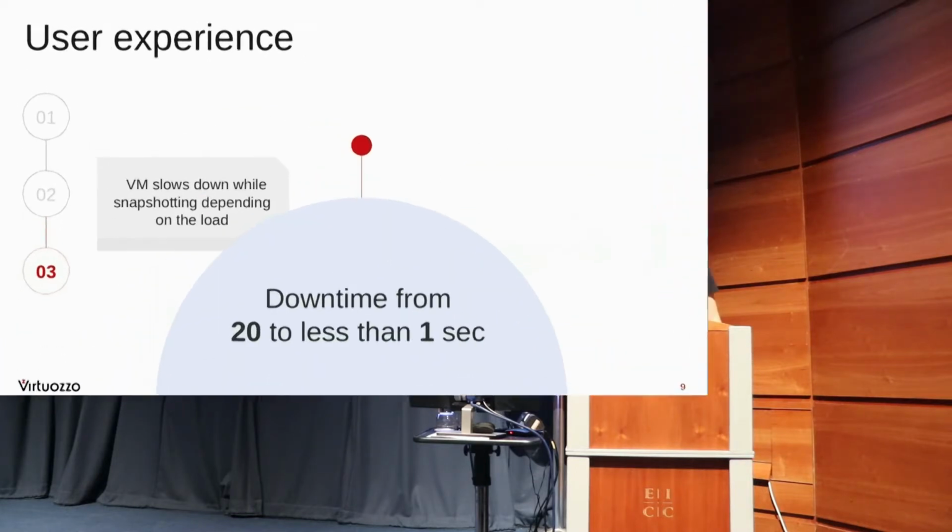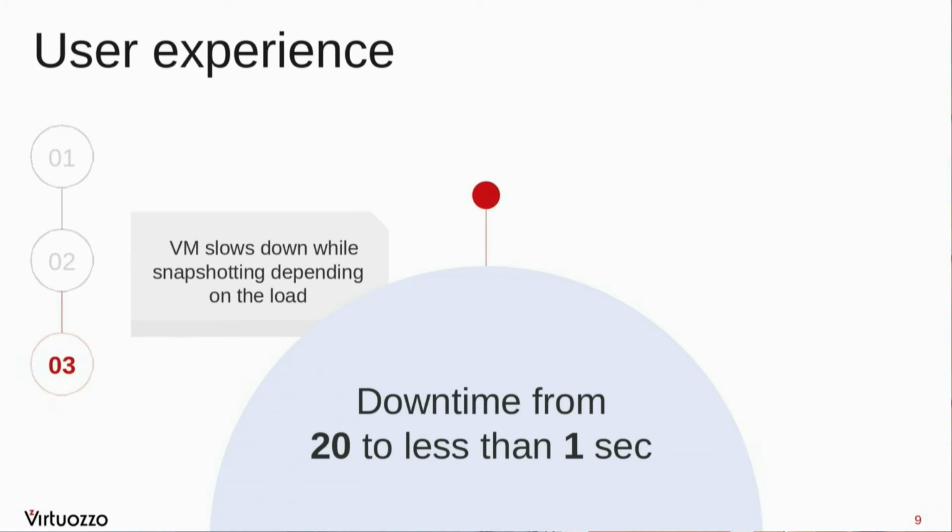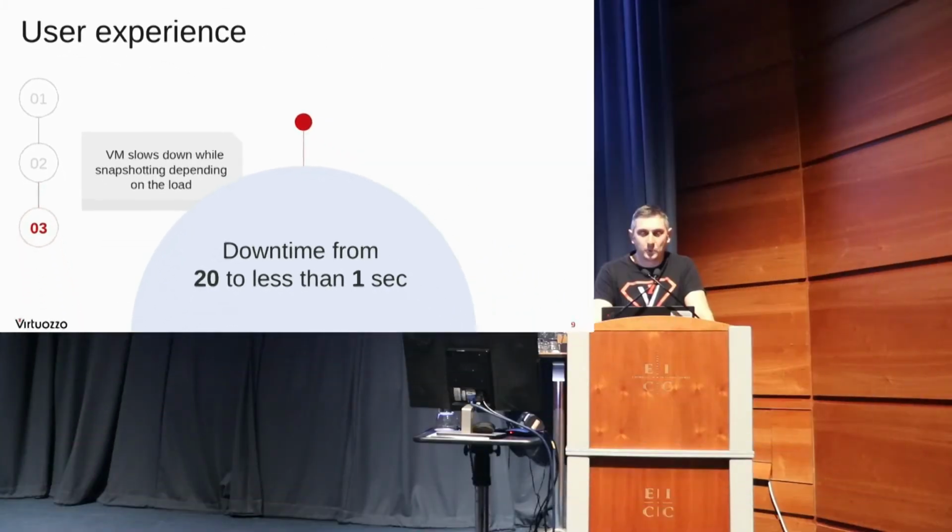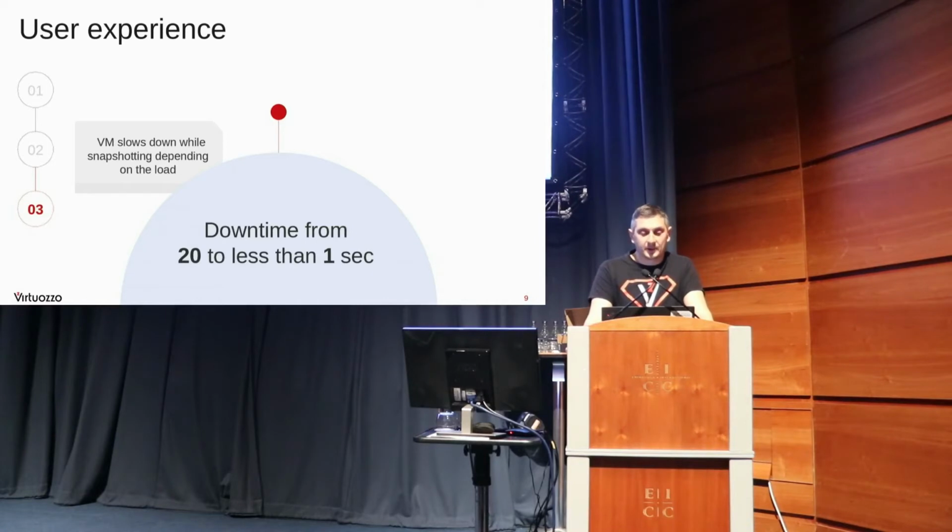So what did I achieve? These are numbers for just an idling VM having 2 gigabytes of RAM. Of course, it is kind of an unrealistic scenario, but an important thing is that when you're using background snapshot, you will experience some slowing down of your virtual machine.